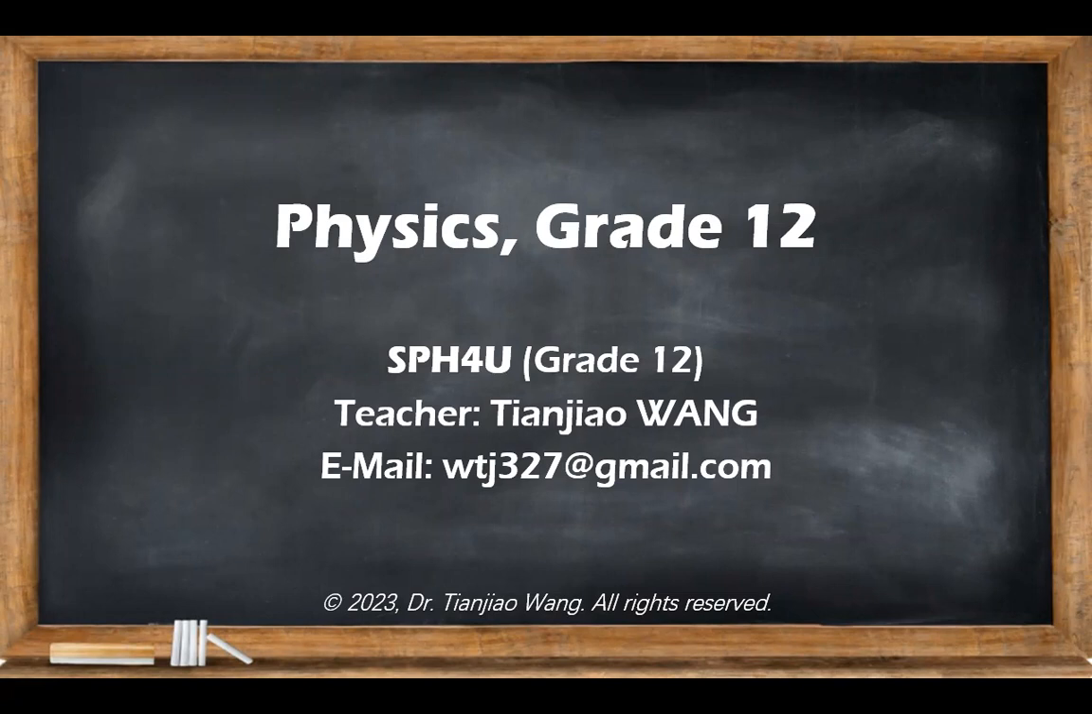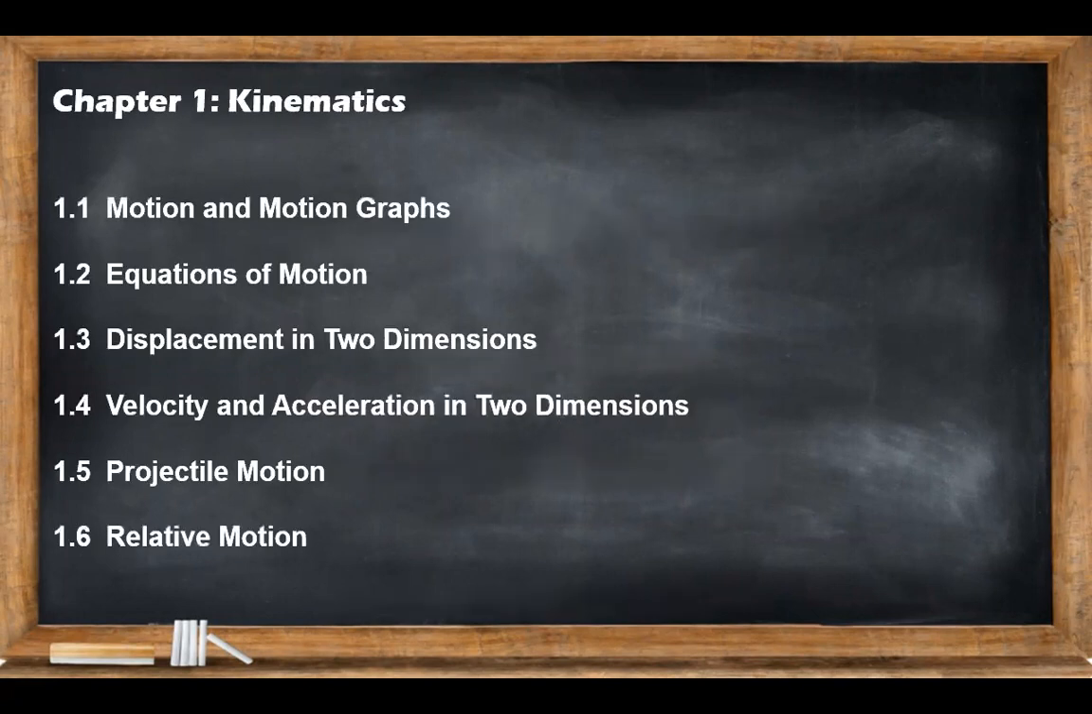This is physics grade 12, course code SPH4U. And from today on, we're going to have a look at chapter 1 first. Chapter 1 is about kinematics. And there are 6 topics we're going to talk about. So in our first lesson, we're going to talk about the first 2 topics. And specifically today, we're going to have a look at the first one, motion and motion graphs.